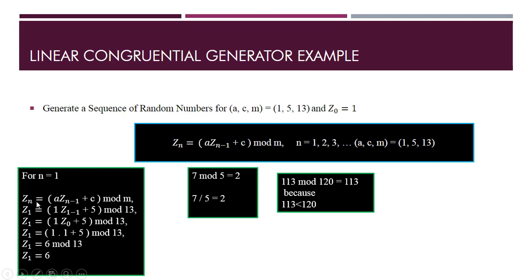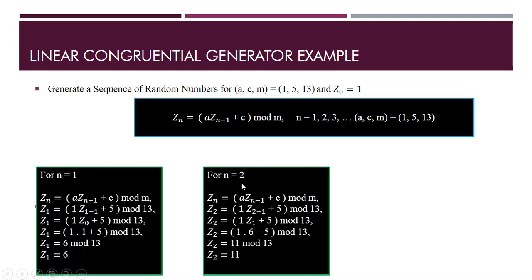So in this example, the value of n is 1, the value of a is 1, c is 5, and m is 13. Here 1 minus 1 is 0, that is g0, and the value of g0 is 1. Putting in the values and computing, we get 6 mod 13. Again, 6 is less than 13, so there is no division. The result is 6. The value of g1 is 6.